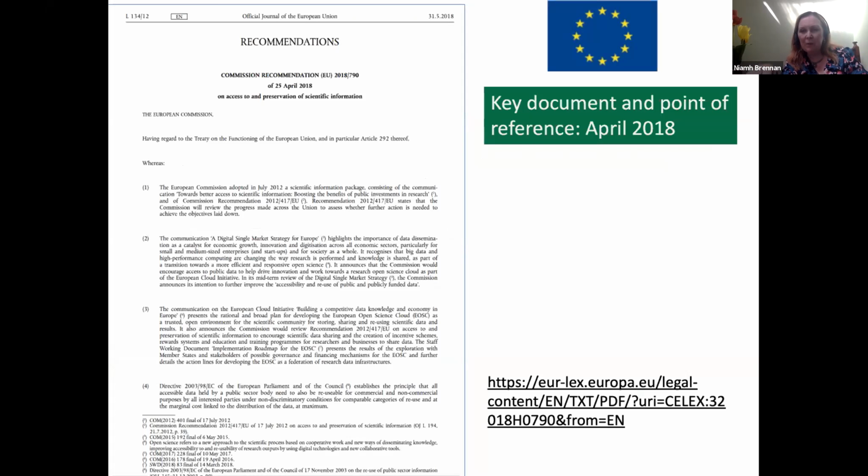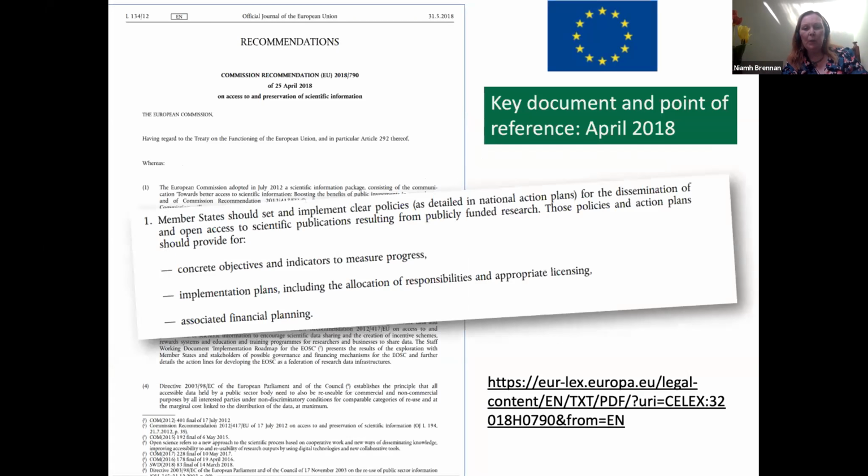So just keep an eye on these dates. So that was, you know, mid 2018. We were ready to, and that was very important. It set out a clear roadmap for member states, and that's still in place, that member states should set and implement clear policies, and that they have to be accompanied by clear objectives and indicators to measure progress, implementation plans, including the allocation of responsibilities and appropriate licensing, and critically for us, associated financial planning, something that we've never really had before.